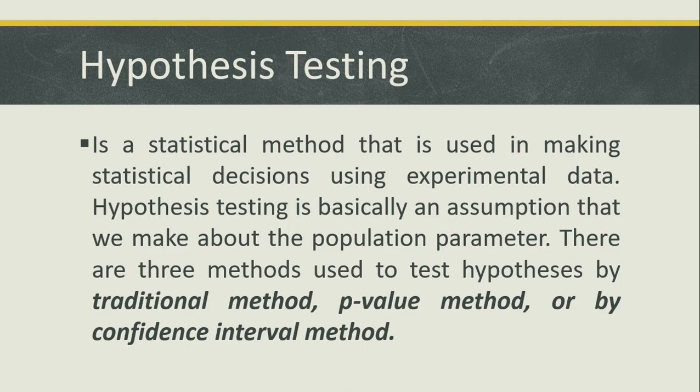Okay, so we have three methods we are going to use to test the hypothesis. Number one is the traditional method. We also have the p-value method and the confidence interval method. Those are the methods we will use. In my examples, I have an example of the p-value method and the traditional method.